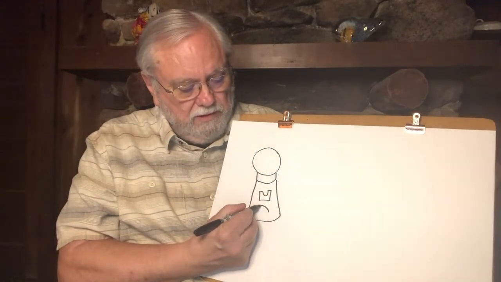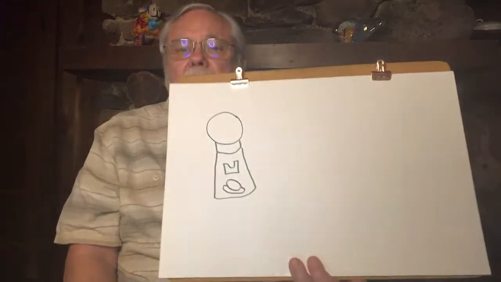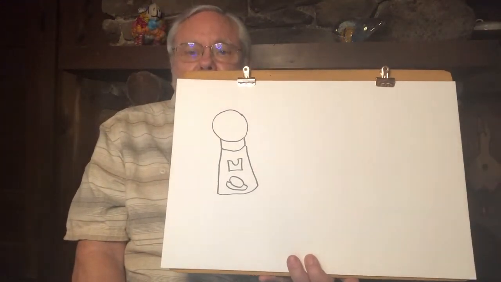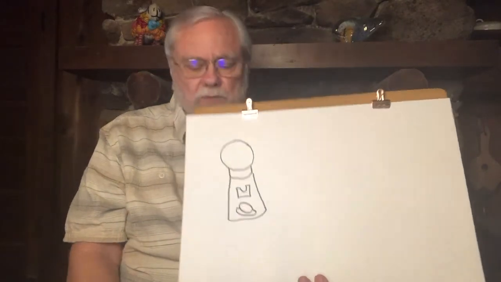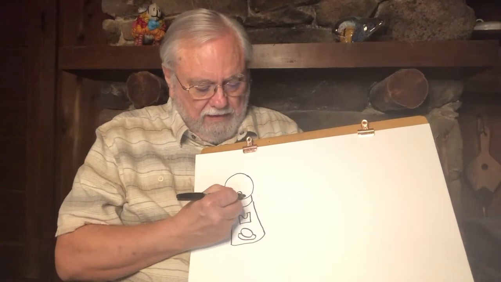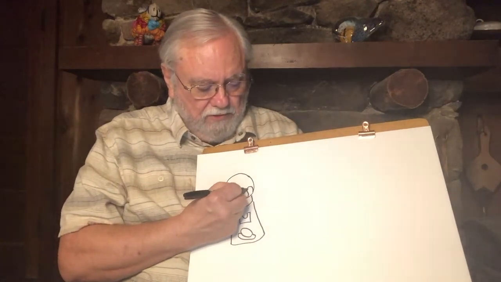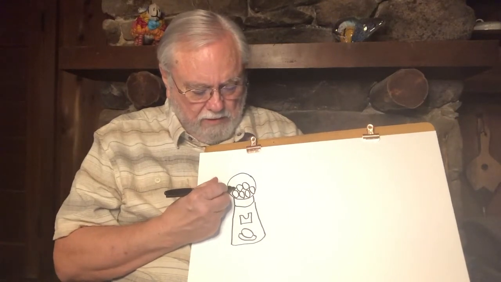So I'll put a circle here, and then a little collar down here. So there's where the gum falls out at the bottom of the machine. Now we're still missing something. What are we missing? There's no gum in this machine. So we're going to come up here and add some circles for the gumballs. They kind of look like little balls, so that's why they're called gumballs.